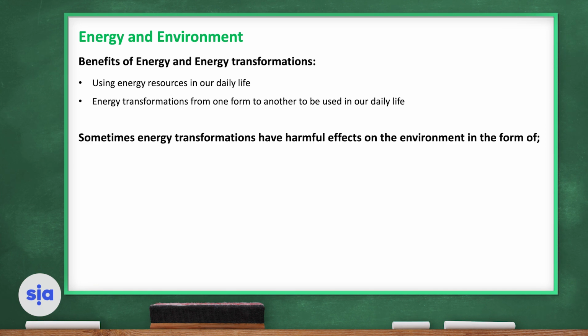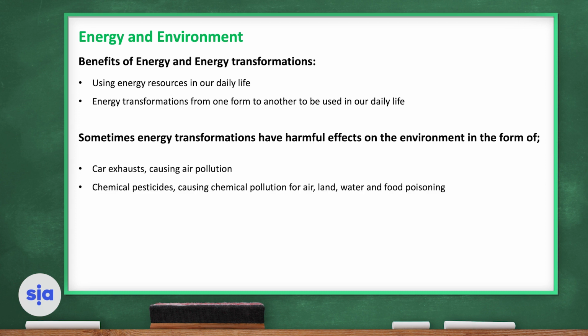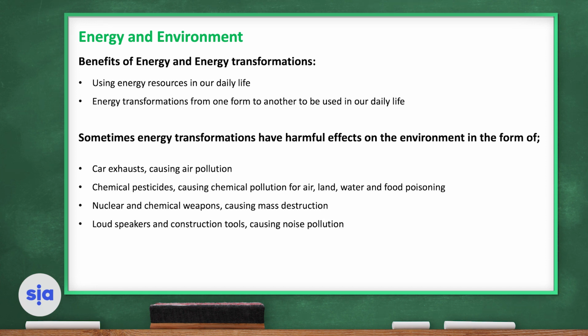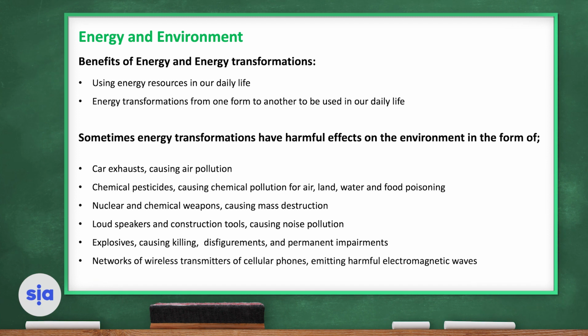But sometimes, energy transformations have harmful effects on our environment in the form of car exhausts causing air pollution, chemical pesticides causing chemical pollution for air, land, water, and also food poisoning, nuclear and chemical weapons causing mass destruction, loudspeakers and construction tools causing noise pollution, explosives causing killings, disfigurements, and permanent impairments, and networks of wireless transmitters of cellular phones emitting harmful electromagnetic waves.